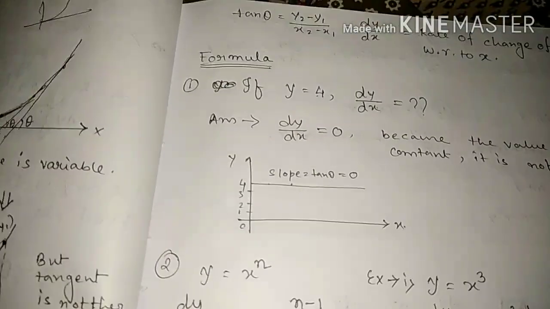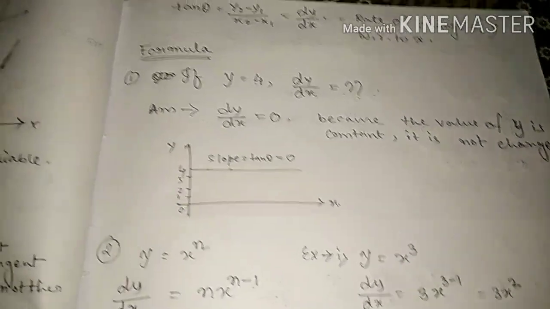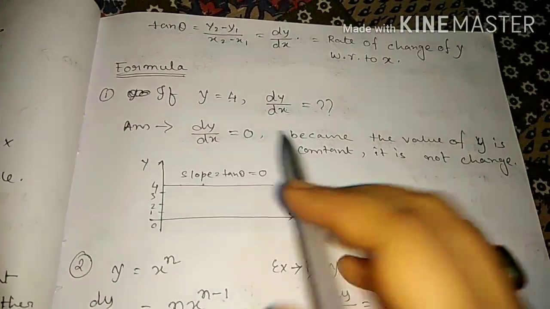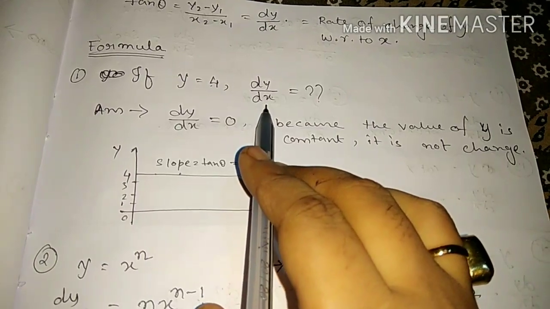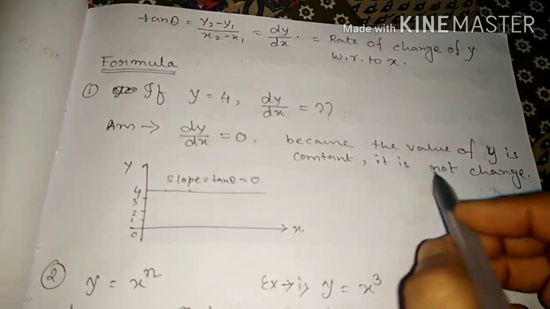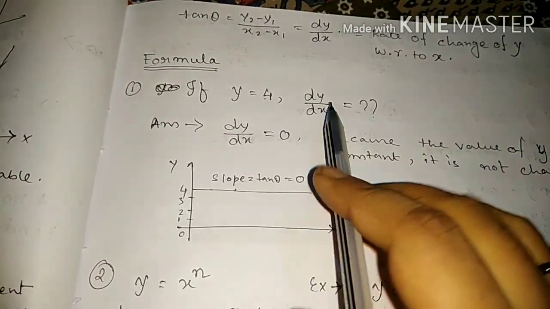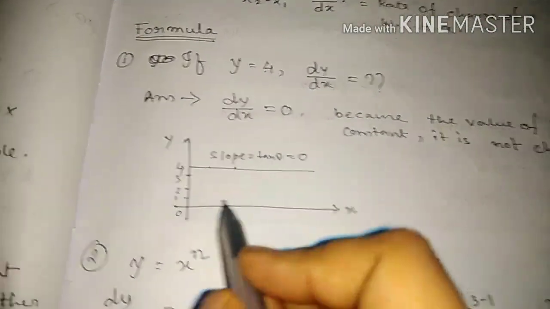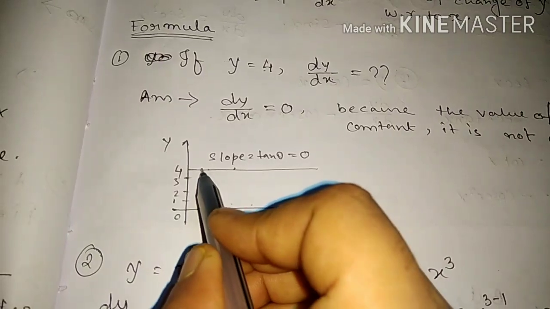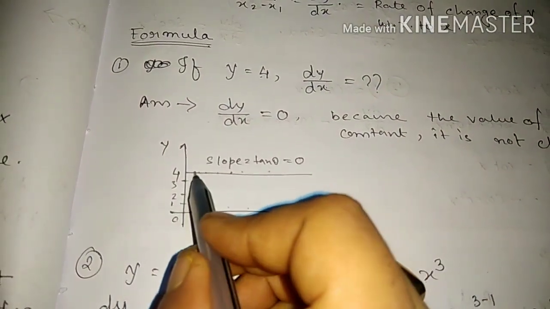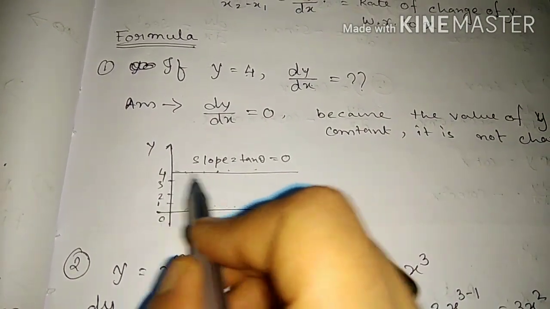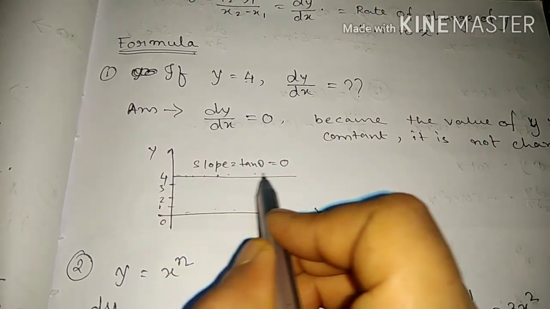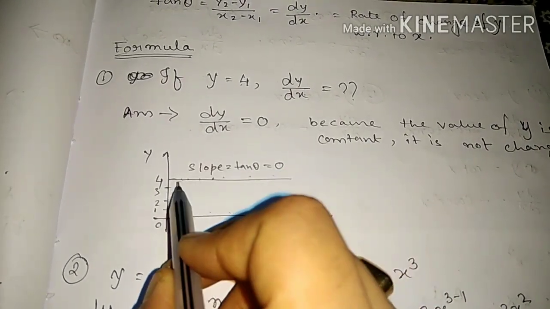So if the value of y is constant, dy by dx is 0. Because the value of y is constant, it is not changed. If we draw the graph here, what is the nature of the graph? The nature of the graph is that x is changed, but the value of y is constant.